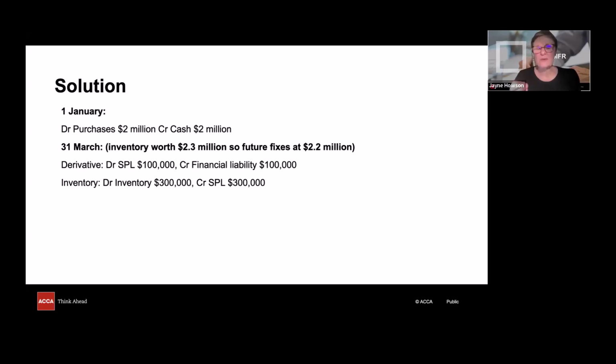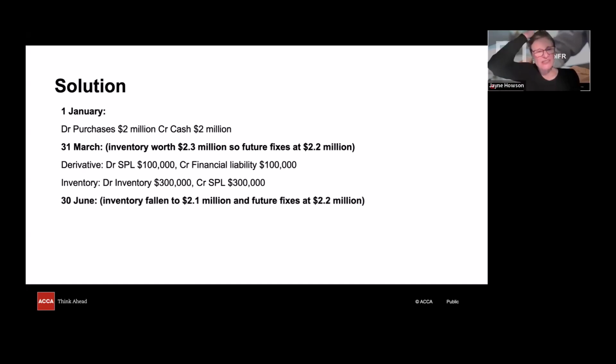Now, I wouldn't normally value inventory, as I said, but what I am going to do is show the offset of this. I'm going to debit the inventory. I'm going to show the increase in the inventory from the 2 million to the 2.3, and I'm going to reflect that in the P&L.